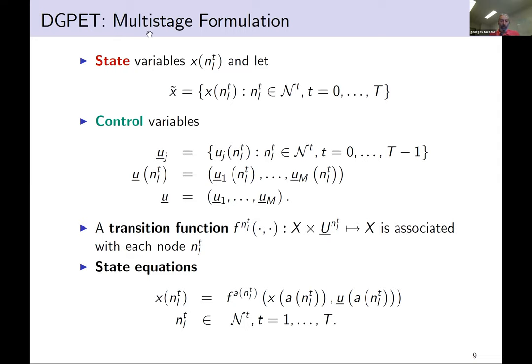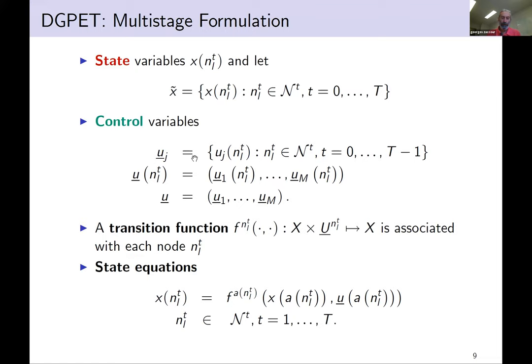Now, as a multi-stage formulation, I introduce this idea of state variables. So at node NLT, we have some state variables, and X tilde will denote the set of these state variables for all possible nodes and for all possible periods. So think of this X tilde as a very long vector.